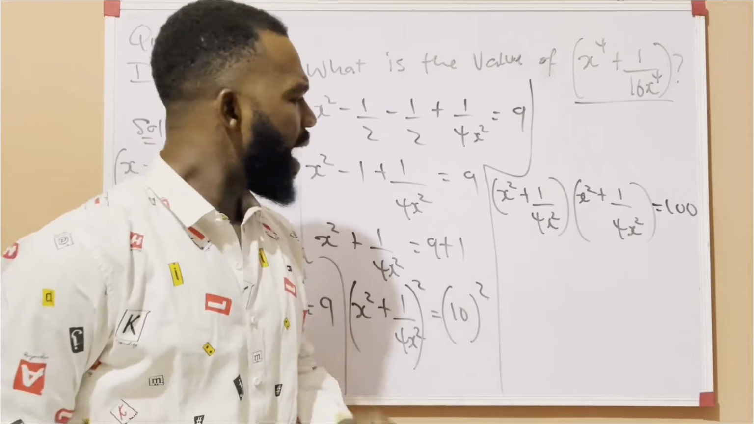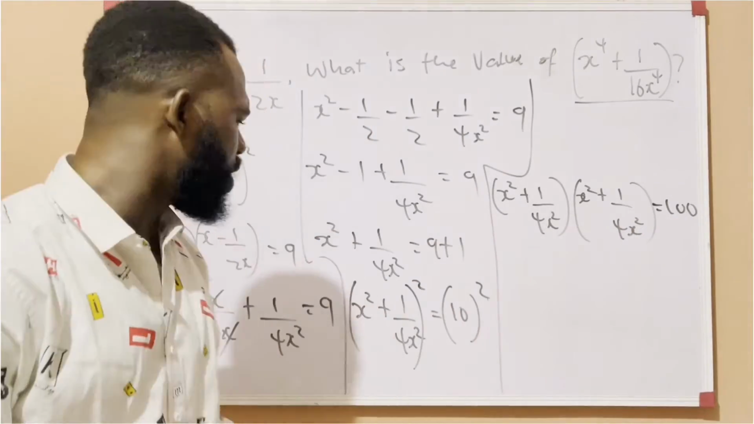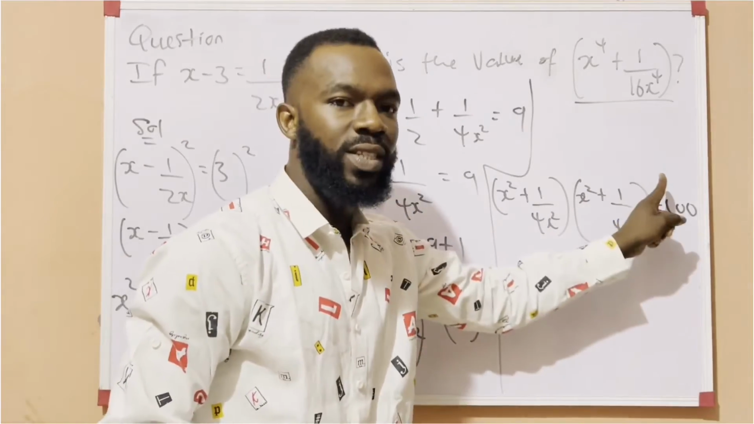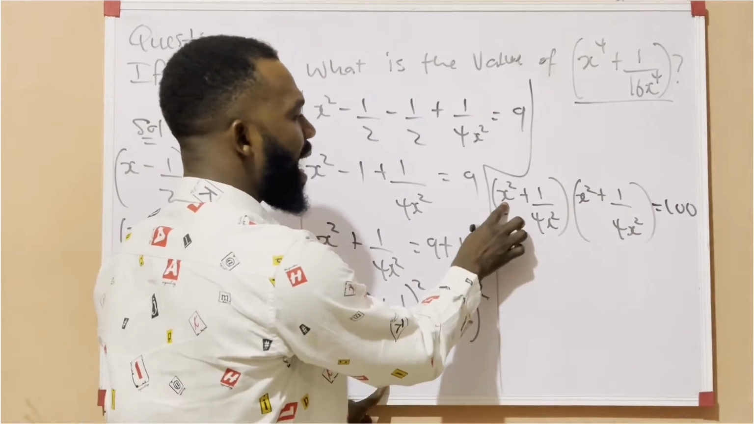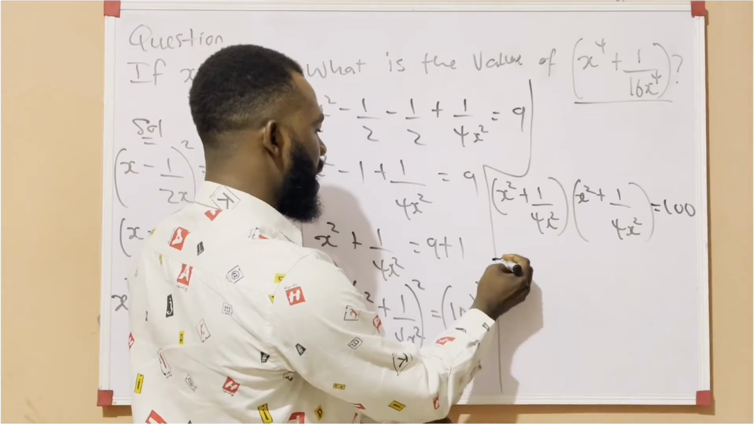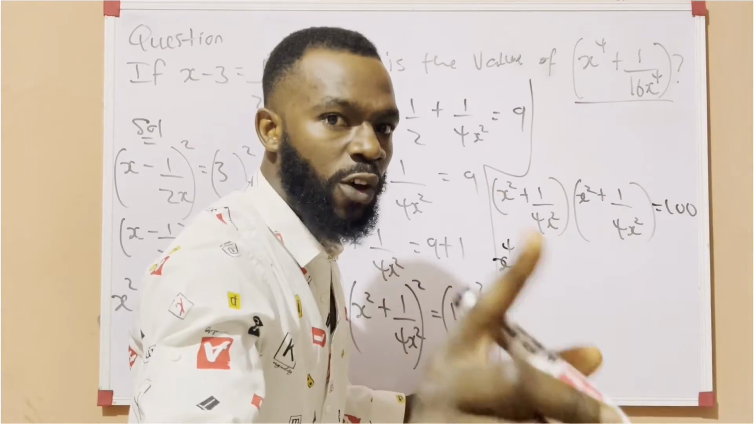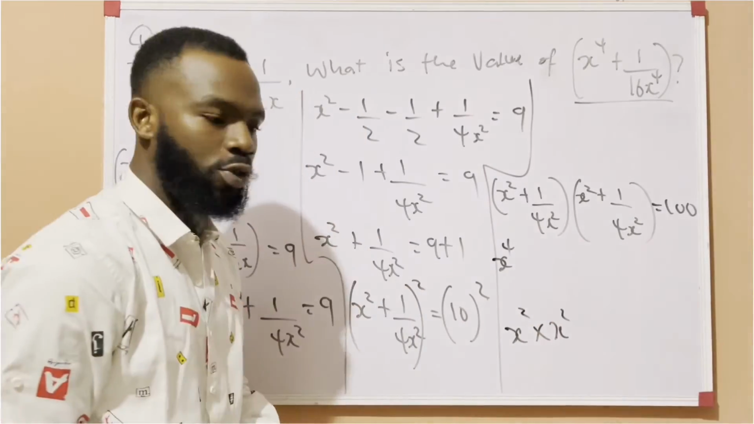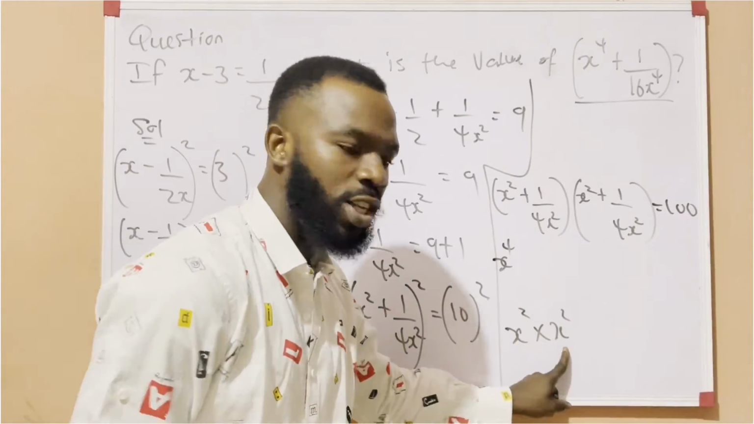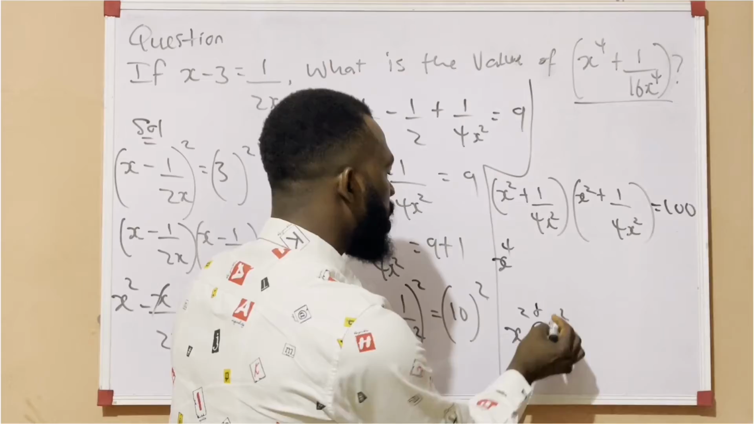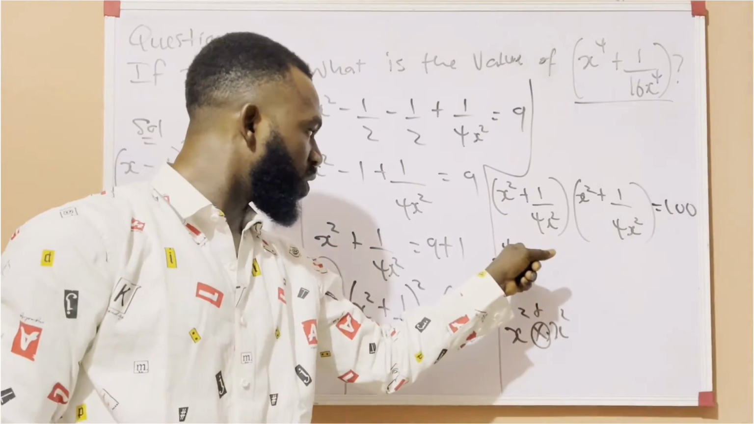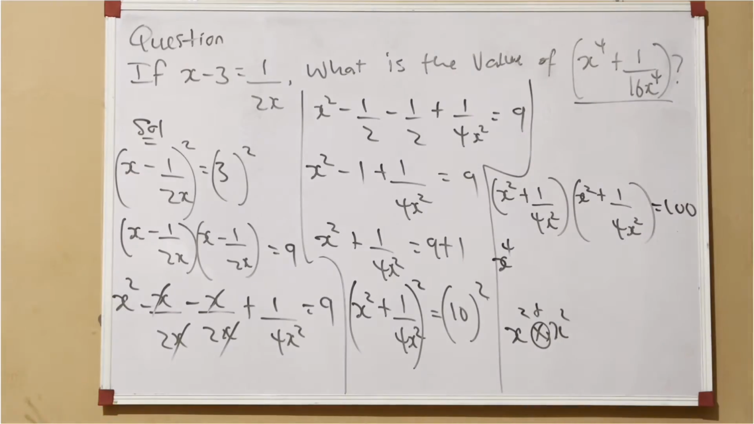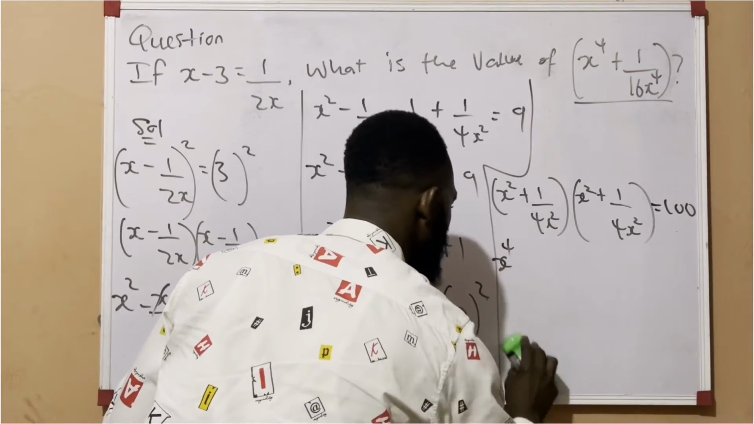Now, let us proceed. Again, we are going to open this bracket. And how did we open this first bracket? x squared multiplies everything inside here first. Now, x squared times x squared gives us x raised to the power 4. According to the laws of indices, when you have x raised to the power 2 times x raised to the power 2, because the bases are the same, we add the powers. So 2 plus 2 gives us the 4 which we have here. Are you with me? So now, without wasting time, let us proceed.